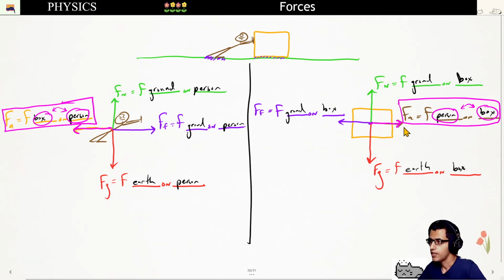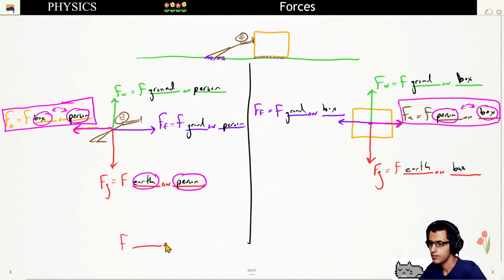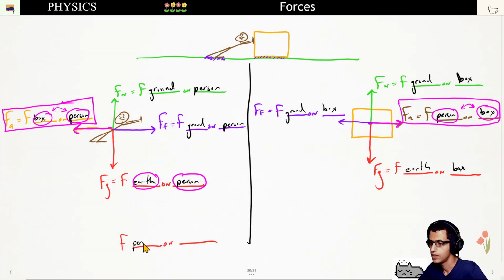Okay, so we identified a third law pair. So all those other forces based on the third law should also have equal and opposite forces somewhere else. They should have third law pairs. So for example, what is the third law pair to the force of gravity acting on the person? Well, I have to just look at these two words, earth on person. If I swap them, then it will be the force of something on something else. It's going to be the force of the person on Earth.